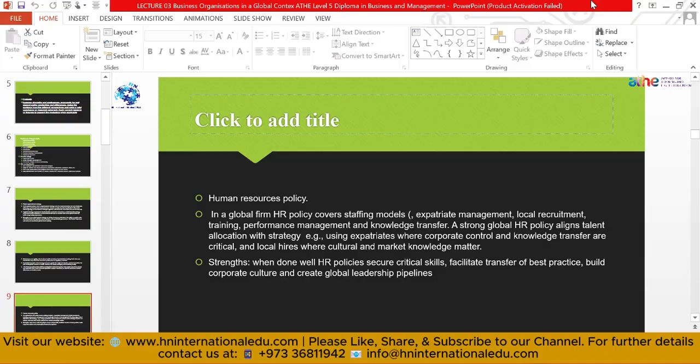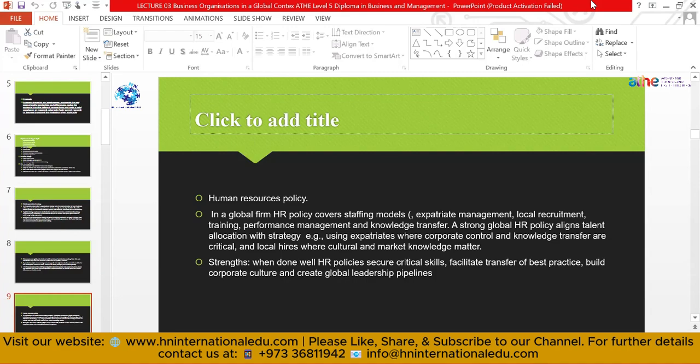And expat. Local recruitment, you're recruiting people from your own country, let's say KSA. Training, then you give them the training. Performance management, how they are performing, and we conclude their performance through KPI indicators. Knowledge transfer, at what pace we are learning from one another. A strong global HR policy aligns talent allocation with strategy, that is using expatriates where corporate control and knowledge transfer are critical, and local hires where cultural and market knowledge matter.